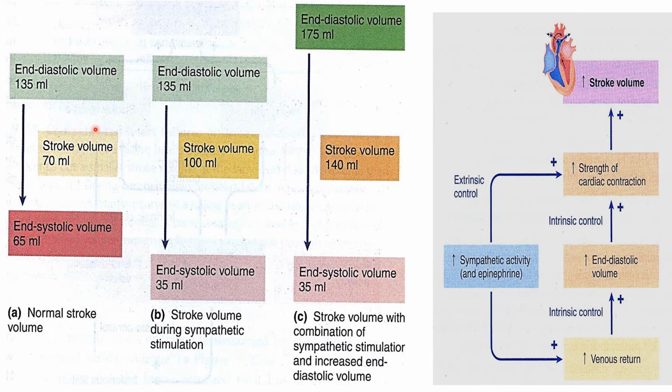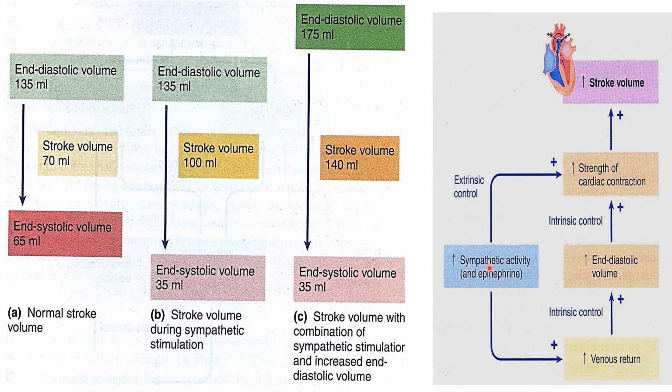In the original lecture that we have discussed previously, I have already given you the detail that normally the stroke volume is 70 milliliters, whereas if you increase the sympathetic stimulation, the end systolic volume decreases because the force of contraction increases, and you get a stroke volume of 100 milliliters. And when you increase the venous return, then the end diastolic volume also increases and the systolic volume is at its minimum and the stroke volume is maximally increased to 140 milliliters. And we have also discussed this positive feedback phenomenon.